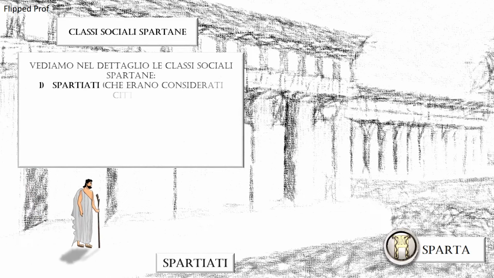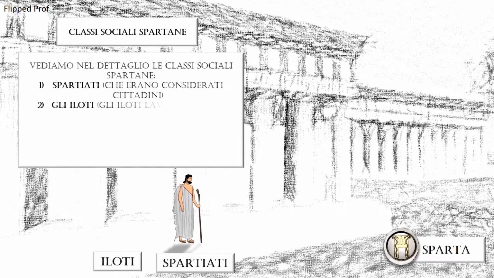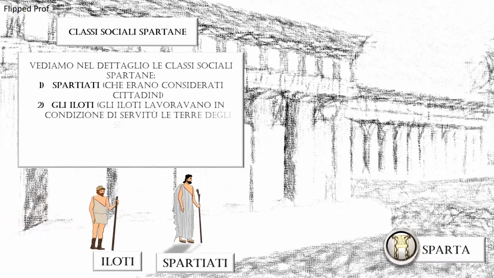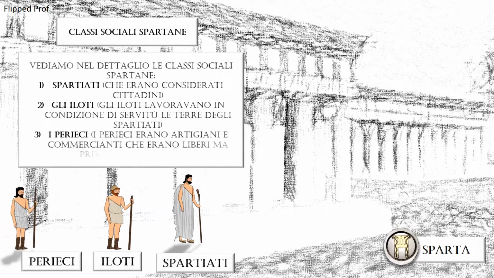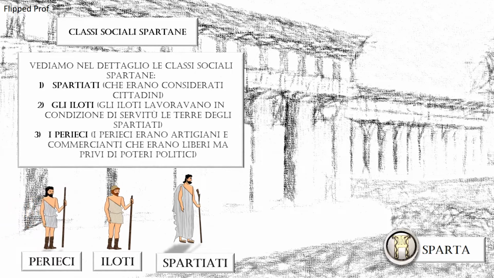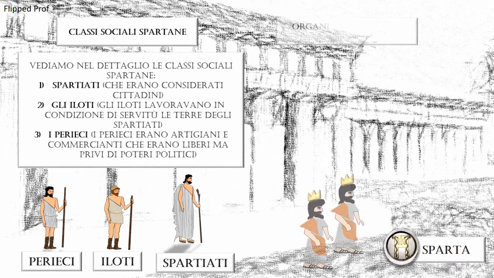1. The Spartiates, who were considered citizens. 2. The Helots. The Helots worked the lands of the Spartiates under conditions of servitude. 3. The Perioeci. The Perioeci were artisans and merchants who were free but lacked political power.